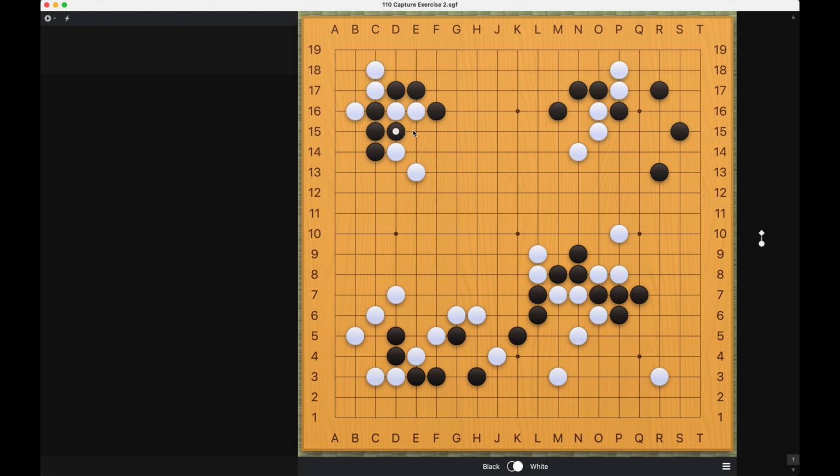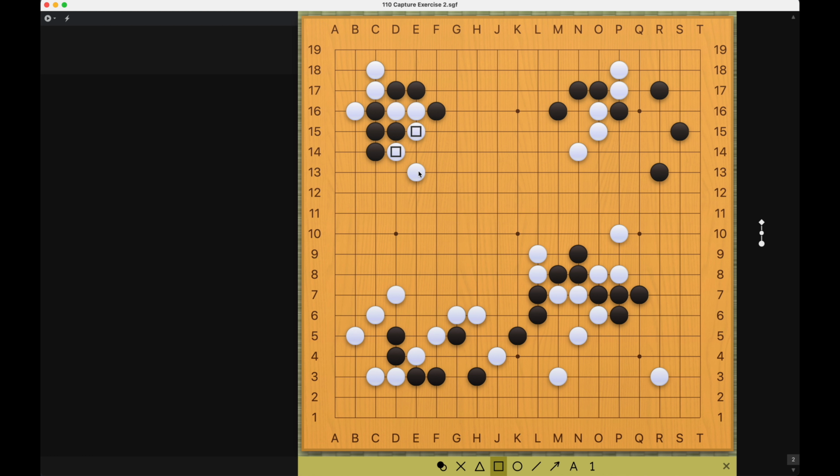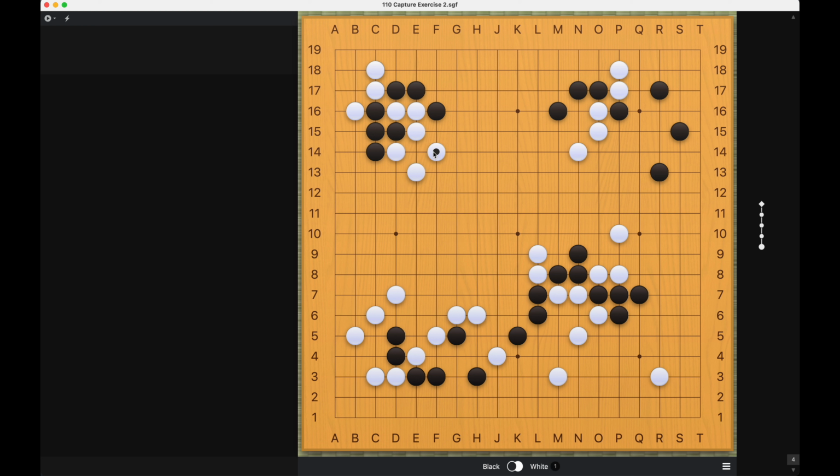If black tries the Atari, white will try to escape. And now white has a very solid tiger's mouth shape, meaning that white is connected. If black goes here, then white will capture. If black plays here, then white will connect, and white has 4 liberties. It is impossible for black to contain the white pieces.